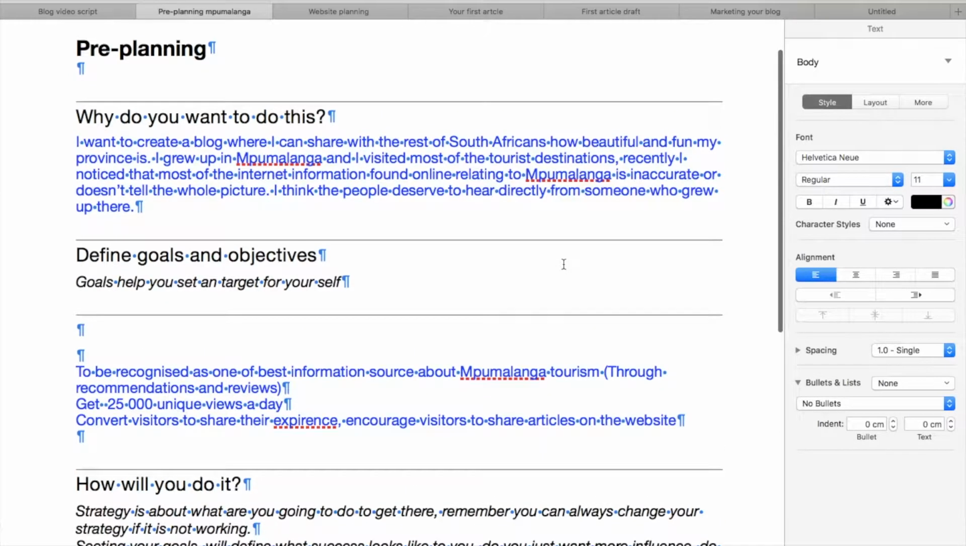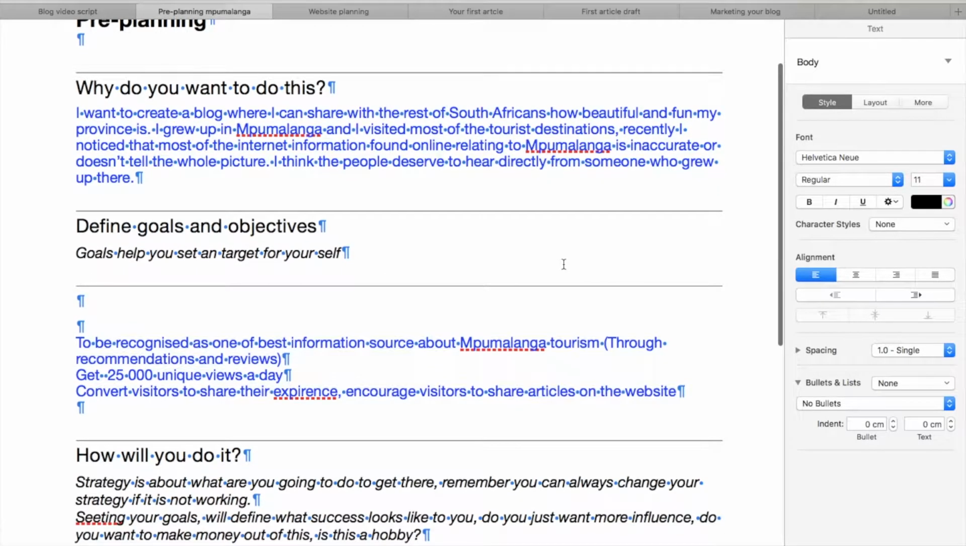So the reason why I wanted to start the Mpumalanga Tourist blog is to share it with the world. You know, I grew up in Mpumalanga. I'm from Mpumalanga. It's one of the provinces in South Africa. So whenever I searched about Mpumalanga tourism online, I always felt like I could do more. Why don't I create a blog that specifically talks about Mpumalanga and the nice places you can visit in Mpumalanga? So that is my motivation for creating this blog.